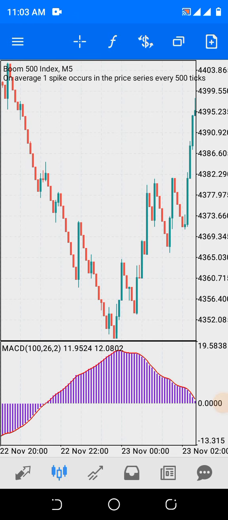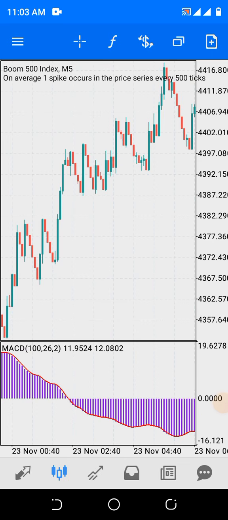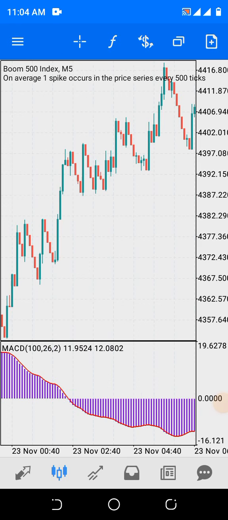Now this is how the indicator works. When you look at the MACD indicator, you see here the MACD crosses from up downwards. Look at that point where the crossing occurred, moving from up downwards. Look at the direction of the movement from up downwards.